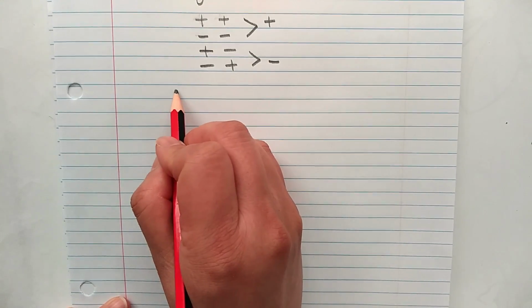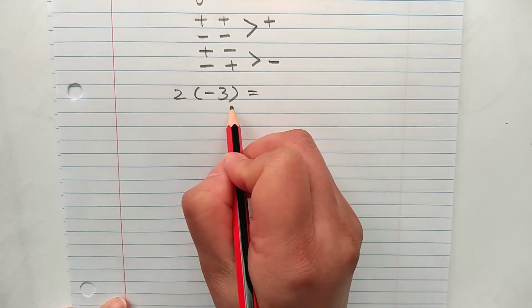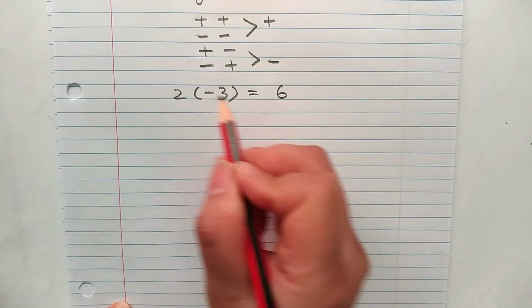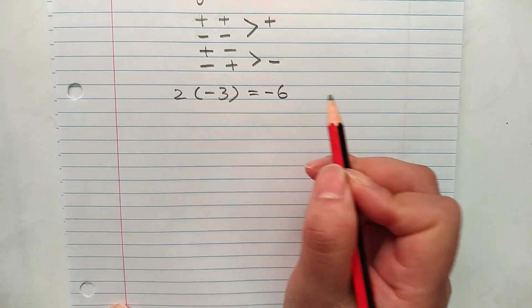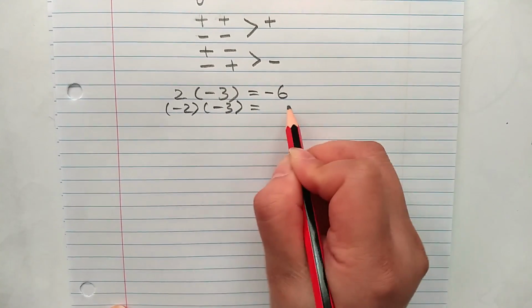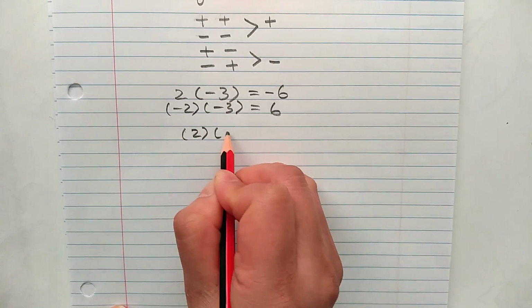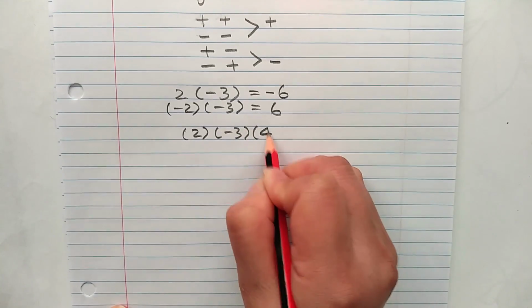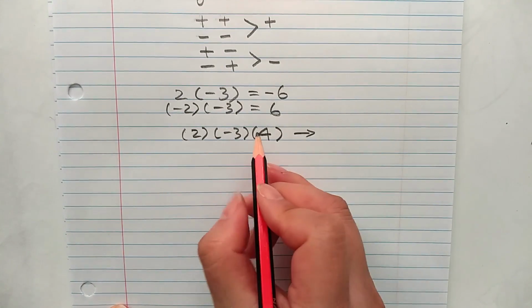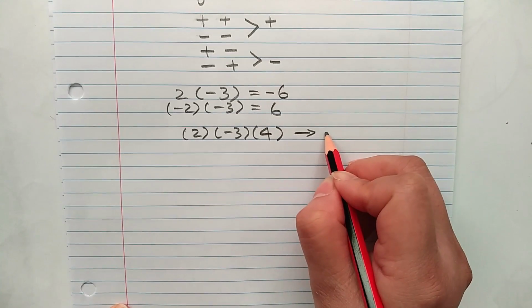Let's do some examples. 2 times negative 3. 2 times 3 is 6, and the signs are different. 2 is positive and 3 is negative, so you get negative 6. Negative 2 times negative 3 is positive 6. How about 2 times negative 3 times 4? 2 times negative 3 is negative 6. Negative 6 times 4 is negative 24. So you get a negative answer.